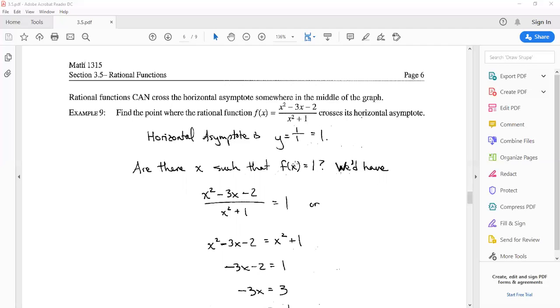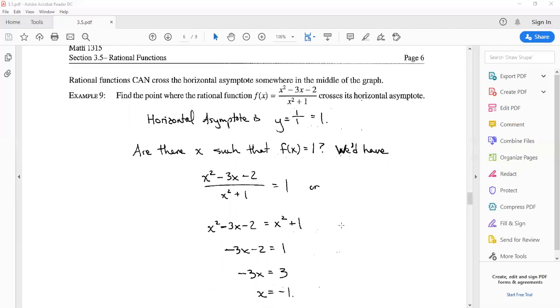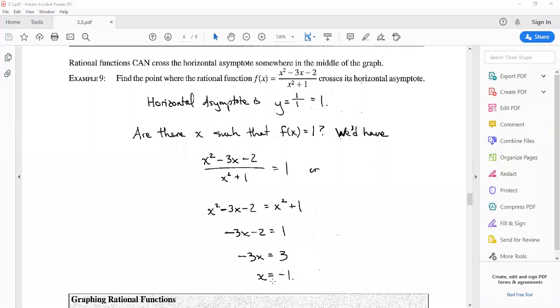Okay, so we can now set up an equation there. We'll have x squared minus 3x minus 2 divided by x squared plus 1 equals 1. And we can multiply both sides by x squared plus 1 to get rid of the fractions. And that leaves us with just x squared minus 3x minus 2 on the left, and now x squared plus 1 on the right. Okay, and now the x squareds cancel, and we're left with just minus 3x minus 2 equals 1. We can add 2 to both sides and get minus 3x equals 3, or x equals minus 1.